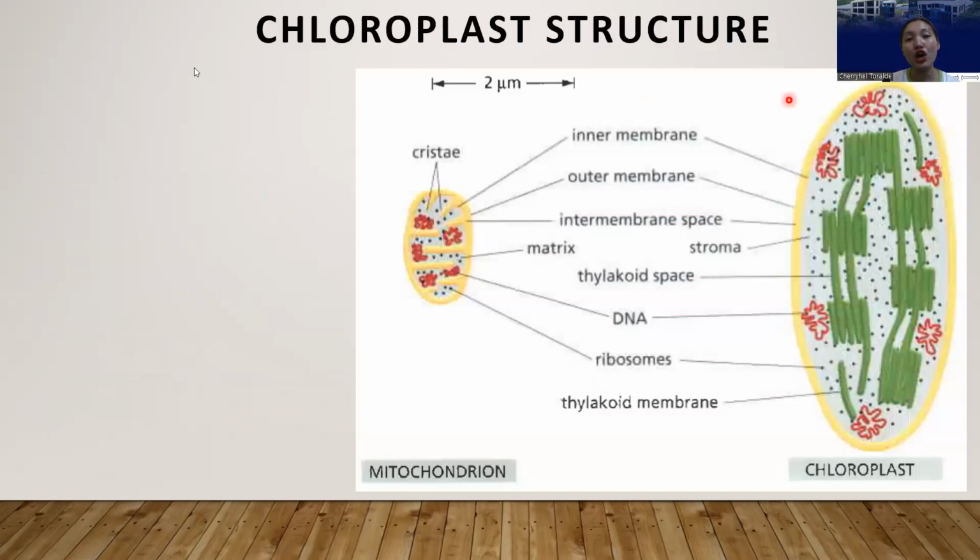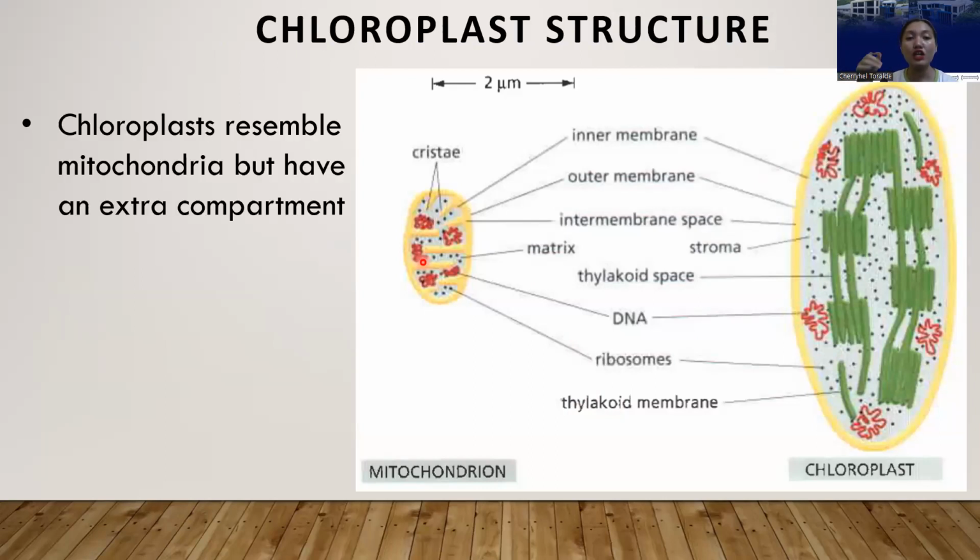So, this is the structure of the chloroplast. As you can see here, this is the mitochondrion and this is the chloroplast. They actually have the same components, but in addition, the chloroplast has an extra compartment. They are similar in that they have an outer membrane, an inner membrane, an intermembrane space, DNA, and ribosomes, but the chloroplast has an additional membrane, which is the thylakoid membrane. And instead of the matrix in the mitochondria, in the chloroplast it is called stroma.